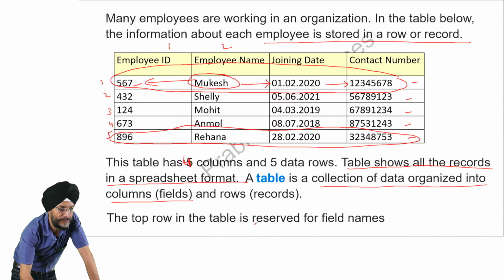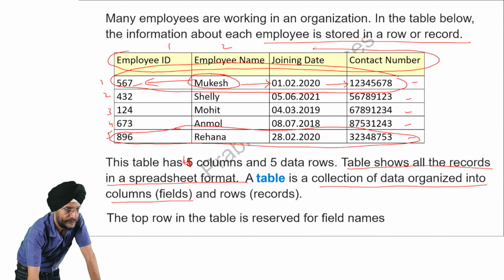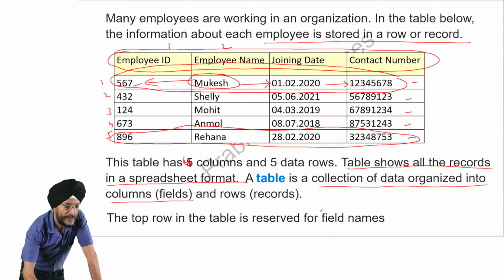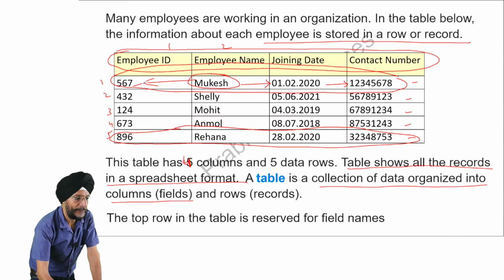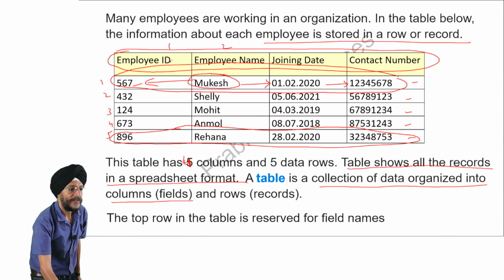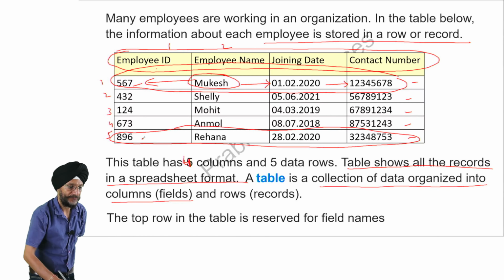The top row in the table is reserved for field names. This is the uppermost row in the table. This is reserved for field names, that is, what type of information we are to add here. Here it is mentioned. We are not to write anything in this field. We are to keep the records in our subsequent rows.